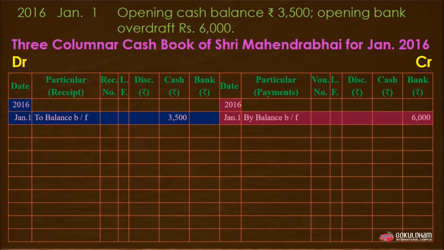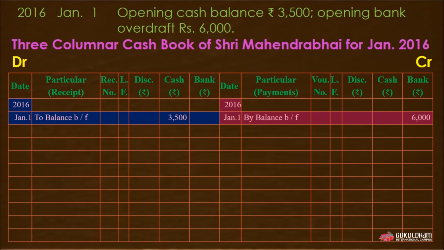The first transaction is 2016 January 1st. Opening cash balance rupees 3,500 and opening bank overdraft rupees 6,000. Here cash is a debit balance because we know that cash always has a debit balance, but bank can have both debit or credit balance. So here bank overdraft is our credit balance. So we record in this cash book first the cash balance.